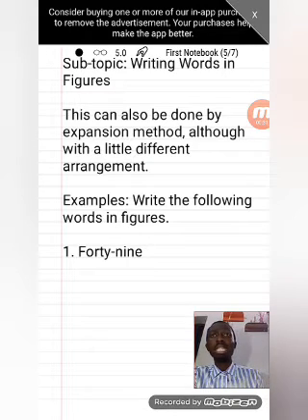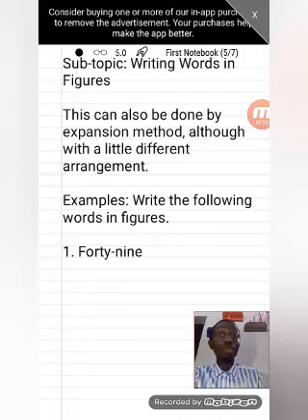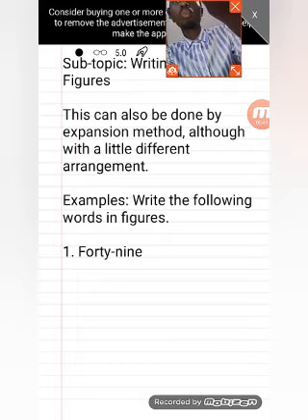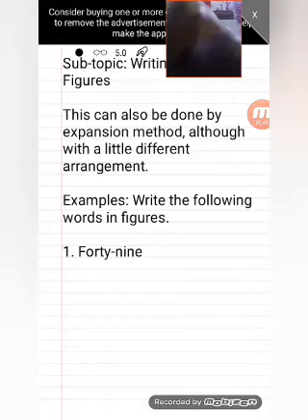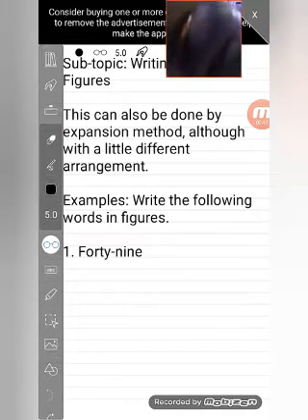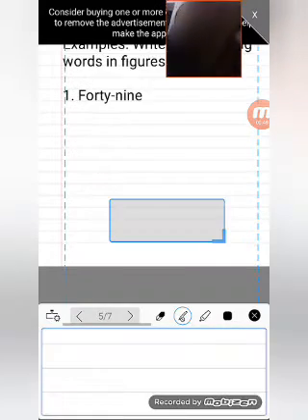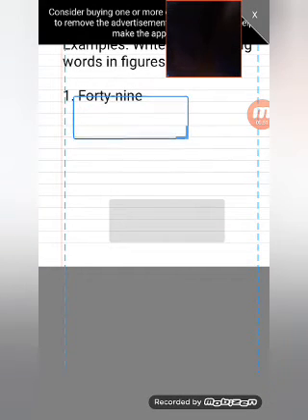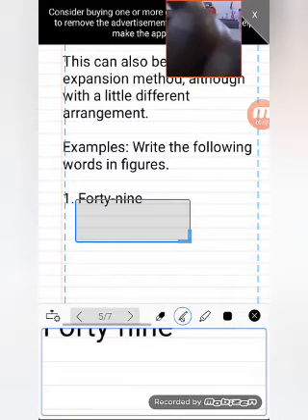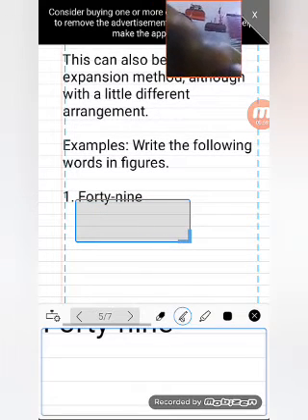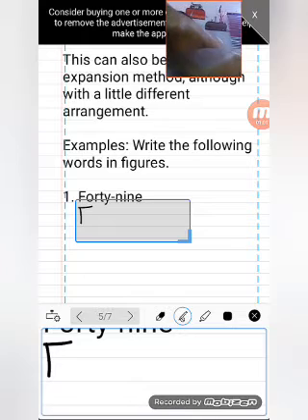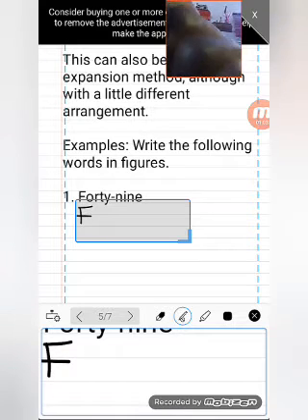So the first one we'll be looking at is forty-nine. If you can read, you should be able to do this. 49. So how do we write this in figures? It's as simple as simply writing each of the words out. So we have 49 here, right? So we just write it. The first one, each of the words, but remember, we'll consider the place value.